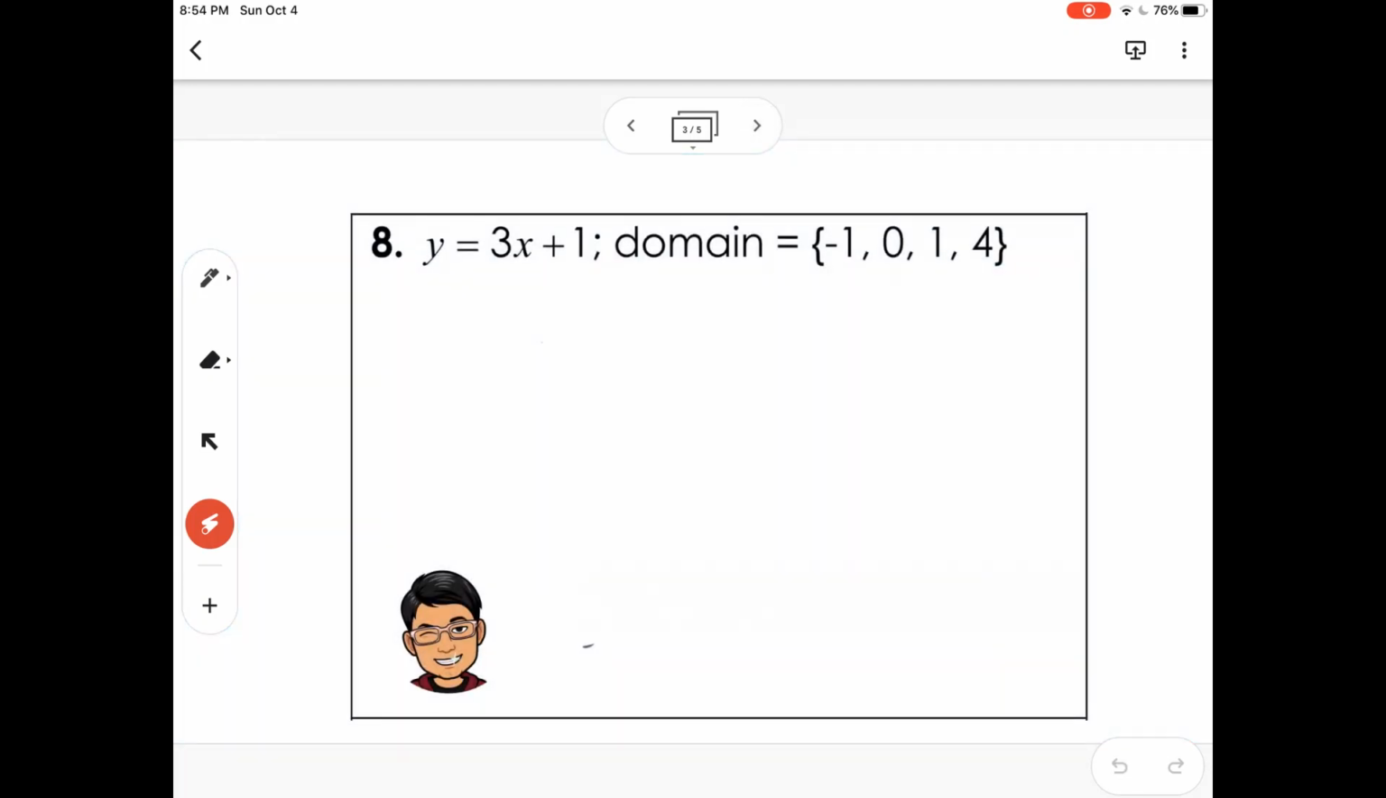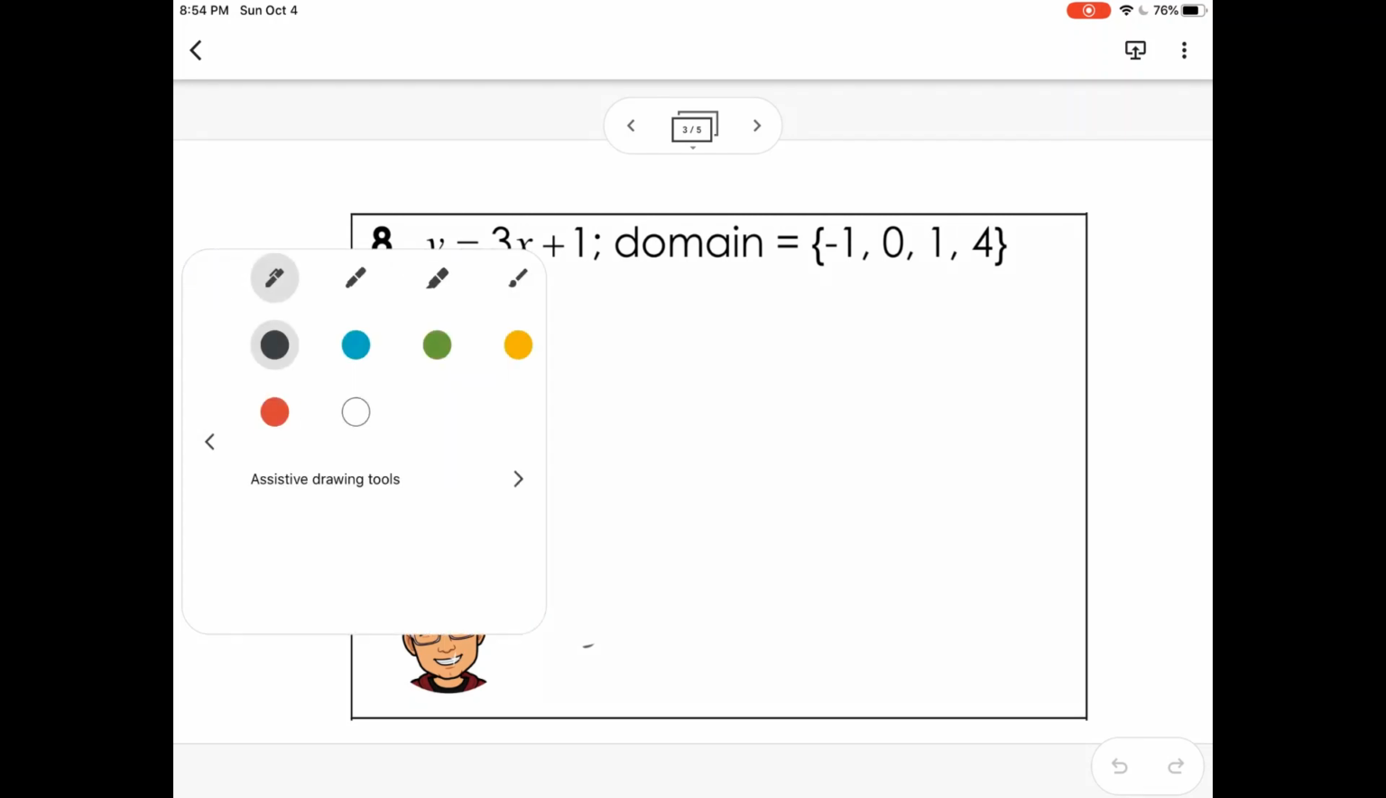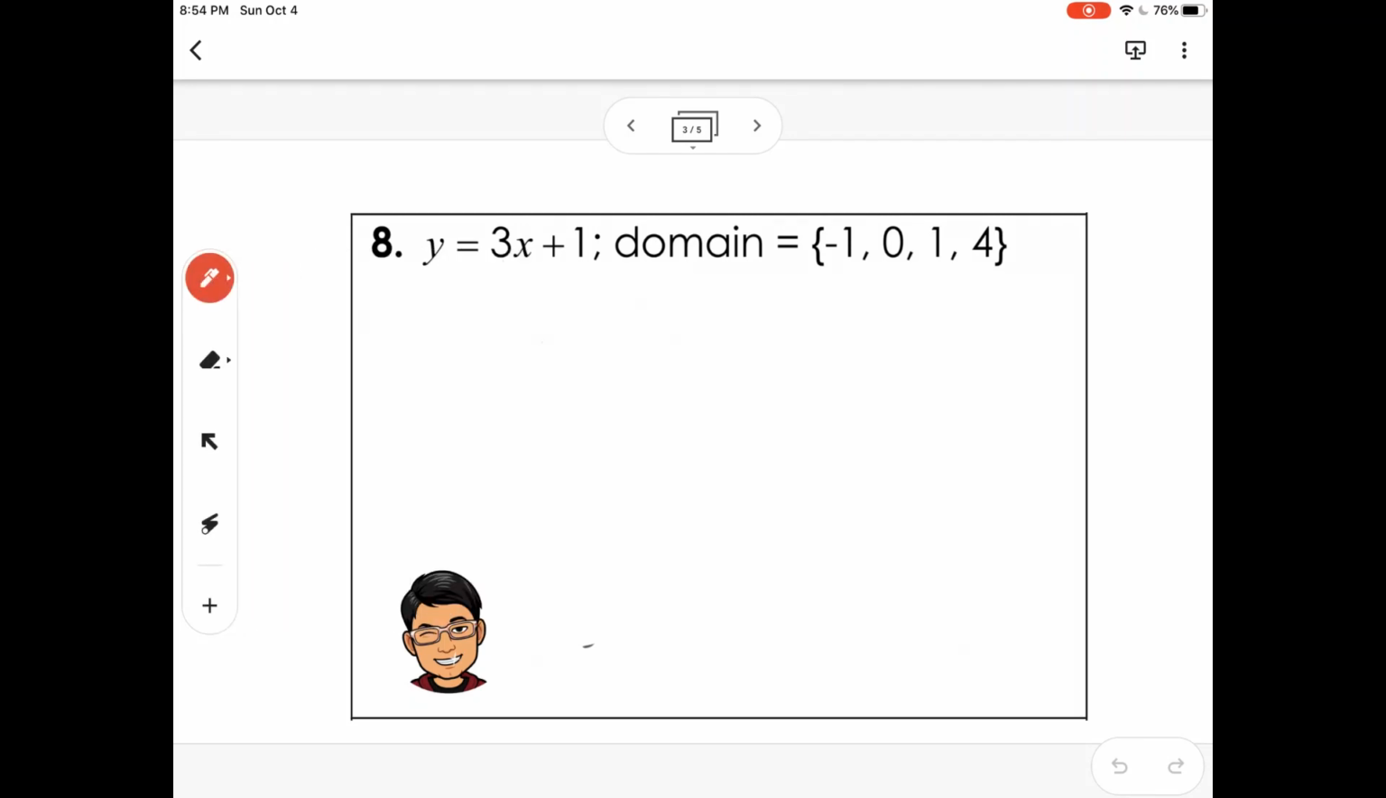Let's have another example in here. The equation y equals 3x plus 1, given that the domain values are: when x is -1, what is going to be our y? When x is 0, what is going to be our y? When x is +1, what is y? And when x equals +4, what is y?